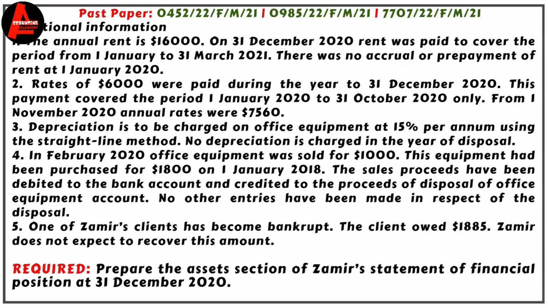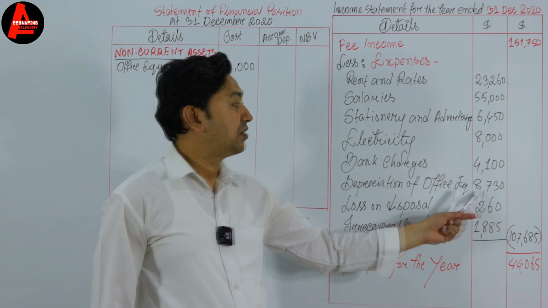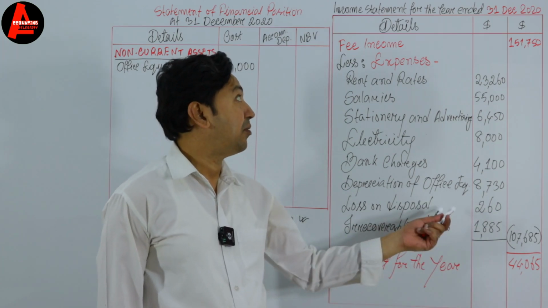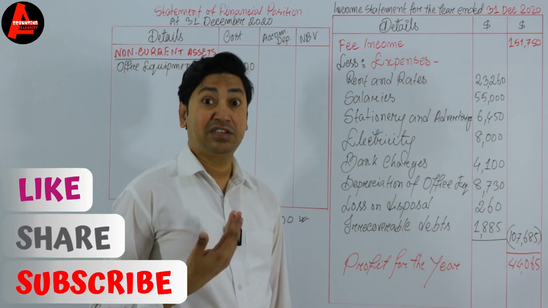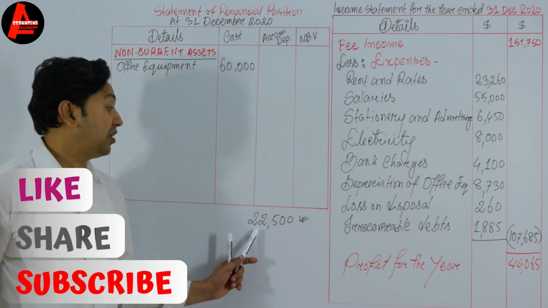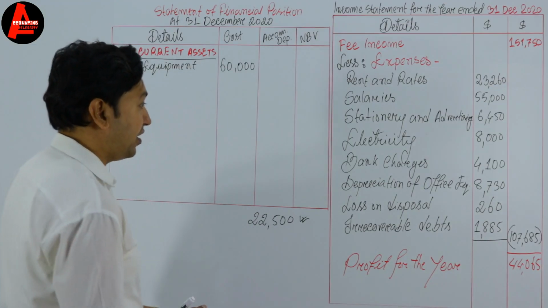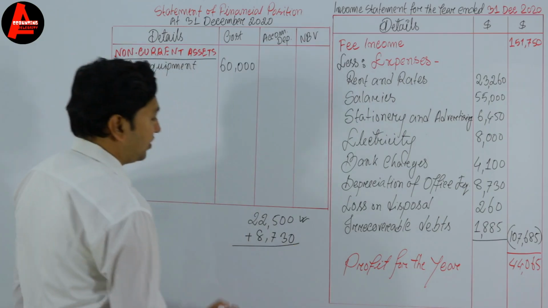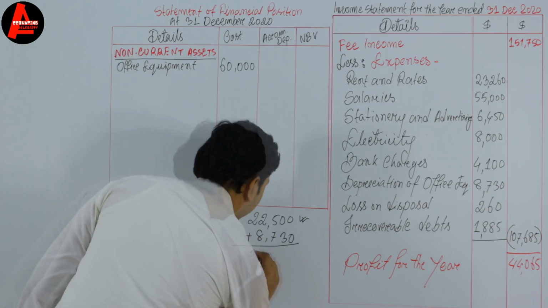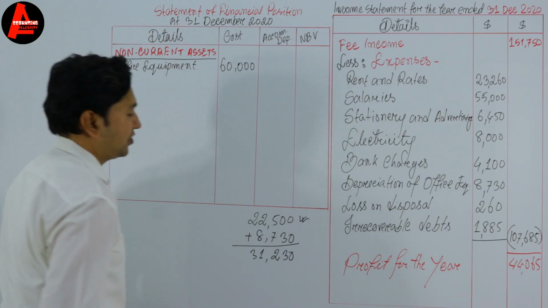Then in the adjustments we have depreciation is to be charged on office equipment at 15% per annum using the straight line method. No depreciation is charged in the year of disposal. We calculated depreciation of office equipment as $8,730. We take this amount in the income statement as an expense. This is also our depreciation, and this amount will also be added to this opening balance of $22,500. So let us write here plus $8,730. If we sum up these two amounts we get $31,230, the total.